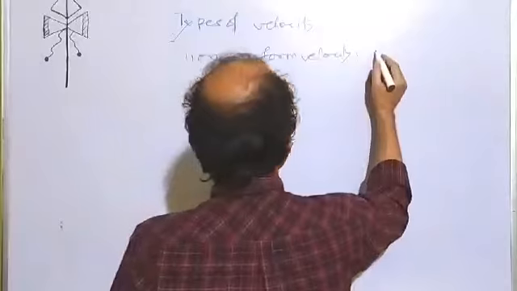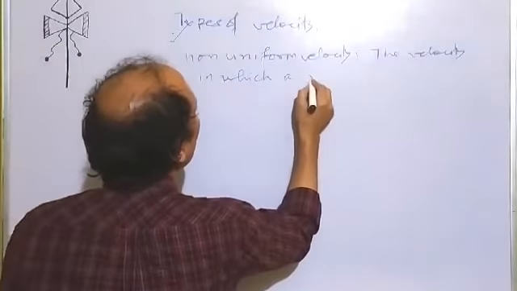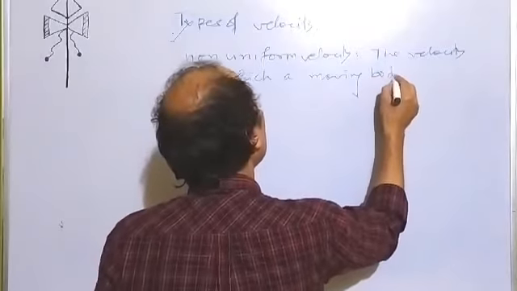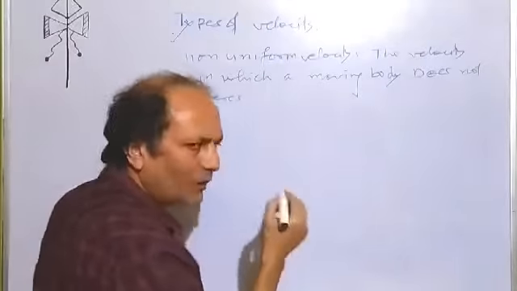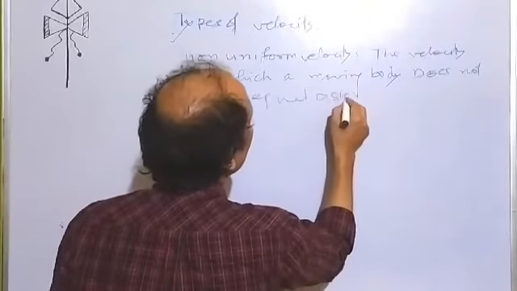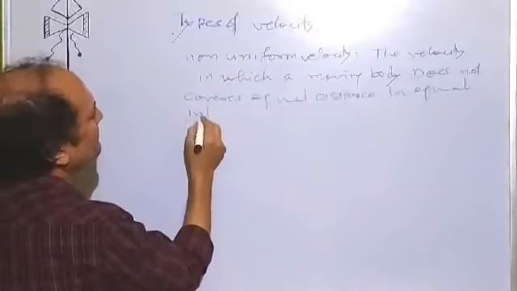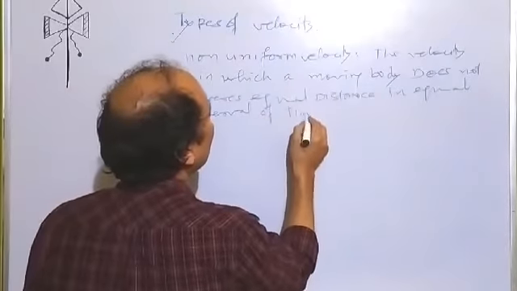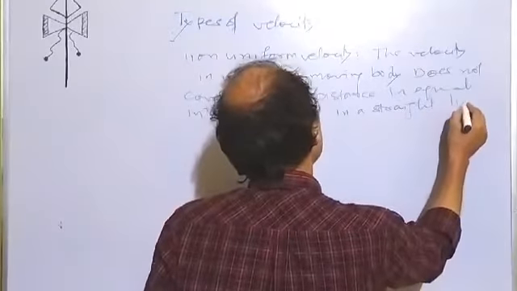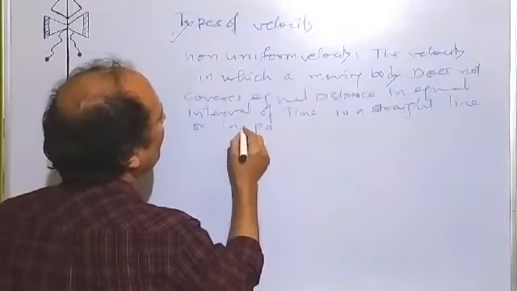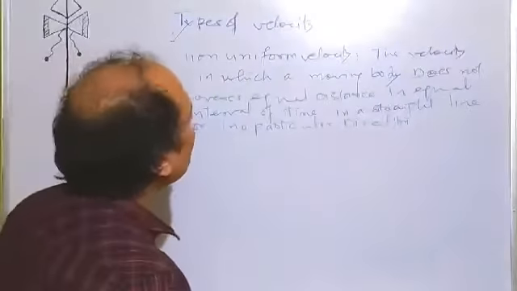So be ready. Non-uniform velocity: the velocity in which a moving body does not cover equal distance in equal intervals of time in a straight line or in a particular direction is called non-uniform velocity.